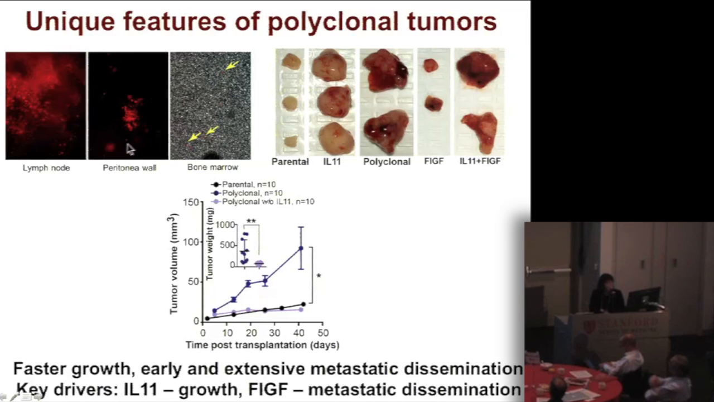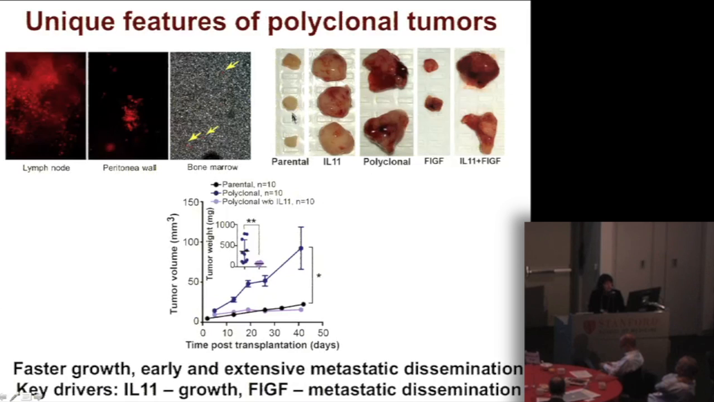Even at 2 to 3 weeks after injection, when we had to stop the experiment, these were already spreading to distant organs like bone marrow, lymph node, and peritoneal wall. We're continuing this study now, and we actually see metastatic lesions in the lung and liver developing very early on after the tumor evolves. The size of the tumor, obviously, you see is much, much larger in a polyclonal, and also they're very irregularly shaped and very vascularized.